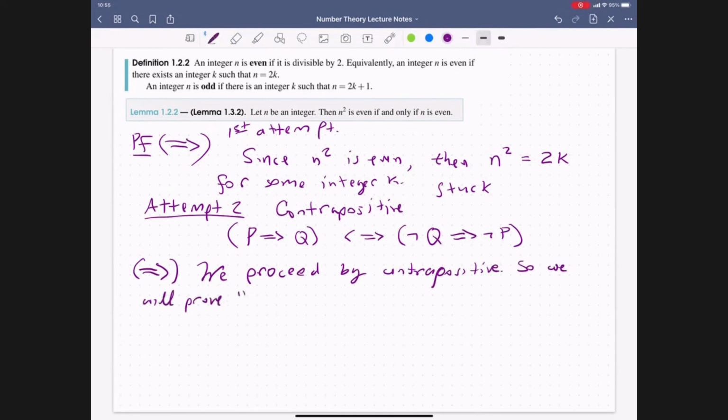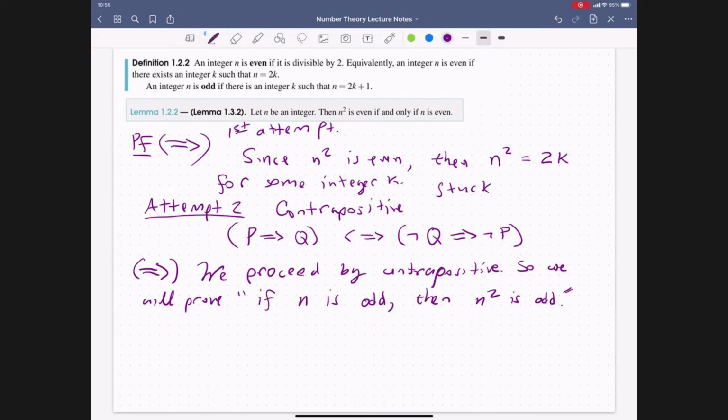So we will prove the statement. We're doing the contrapositive, so here is our P, n squared is even, and our Q is n is even. Since we're negating, not Q would be n is not even, so n is odd. So if n is odd, then n squared is odd. And so that's what we want to prove. If we prove this, we know that since the contrapositive is logically equivalent to P implies Q, we've actually proven the forward direction: n squared is even only if n is even.